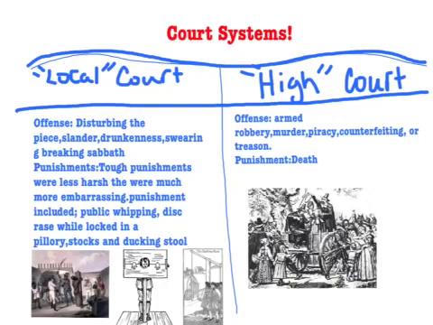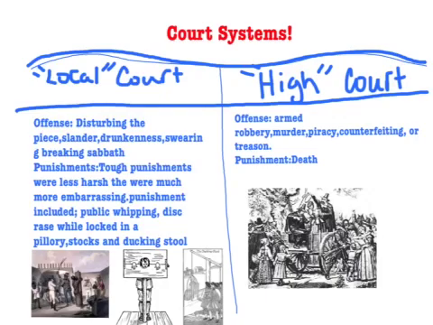So, now that we know what the offenses are, let me get more in depth with them. Disturbing the peace would be making loud noises and disturbing someone's peace. Slander would be like starting false rumors or stories about someone. Drunkenness is pretty obvious. It's where you get drunk and cause a scene and stuff. Swearing is, of course, swearing. And breaking the Sabbath is like breaking a holy day.